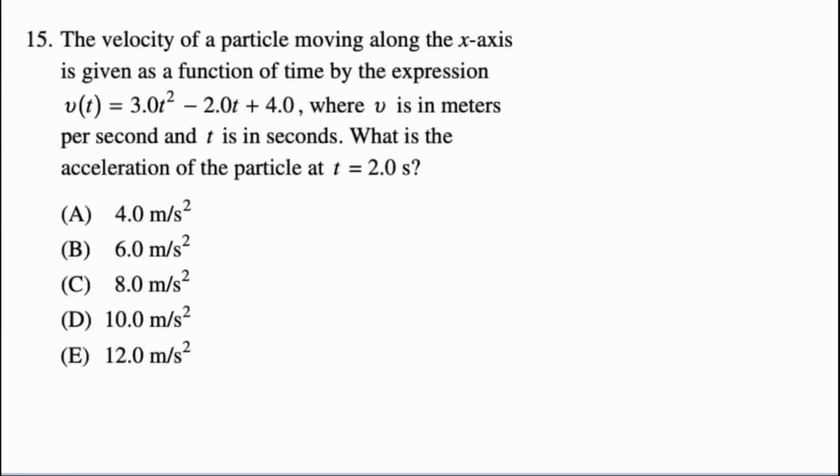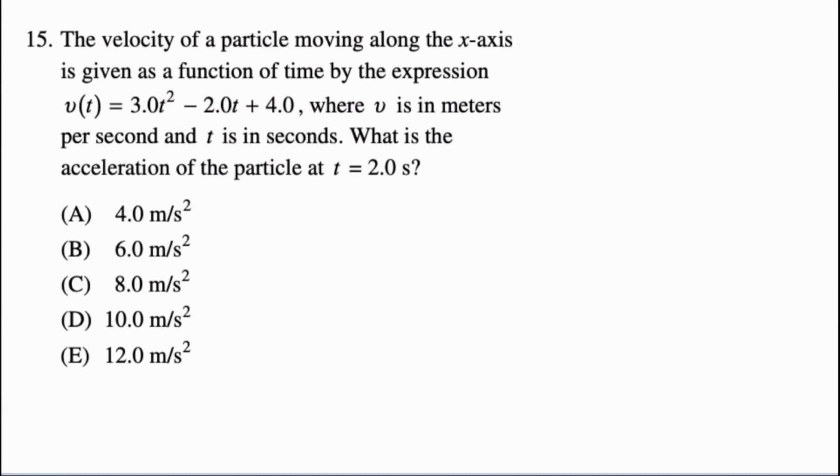Okay, now we have 15. The velocity of a particle moving along the x-axis is given as a function of time by the expression v(t) is equal to 3t squared minus 2t plus 4, where v is in meters per second and t is in seconds. What is the acceleration of the particle at t equals 2 seconds?